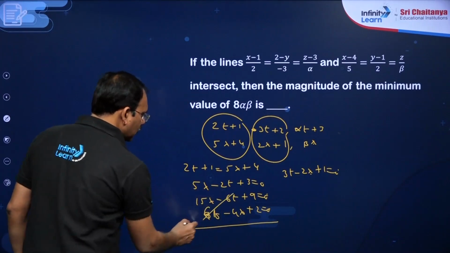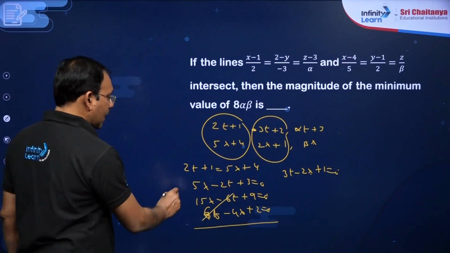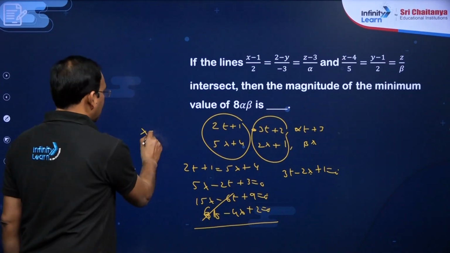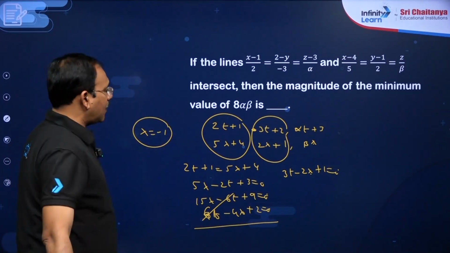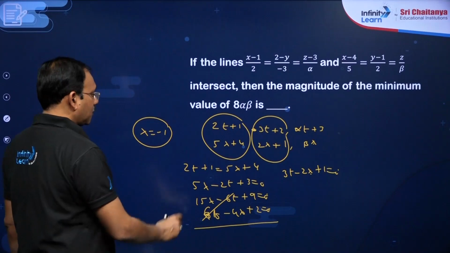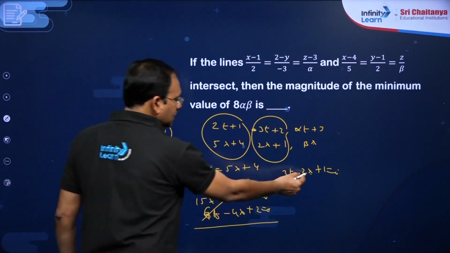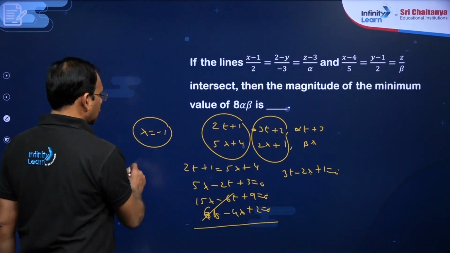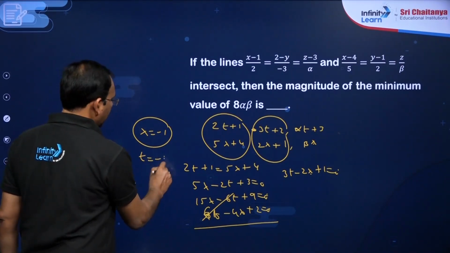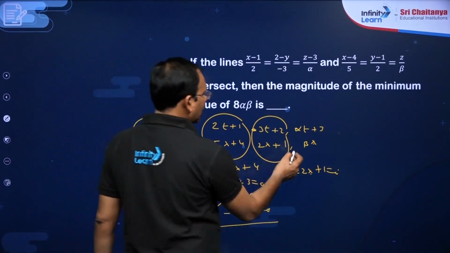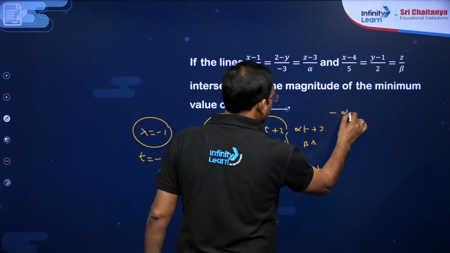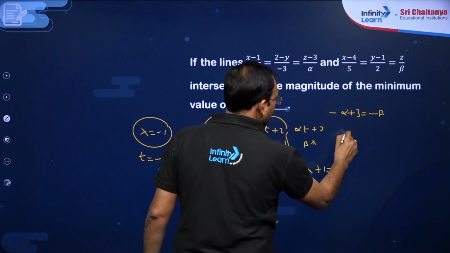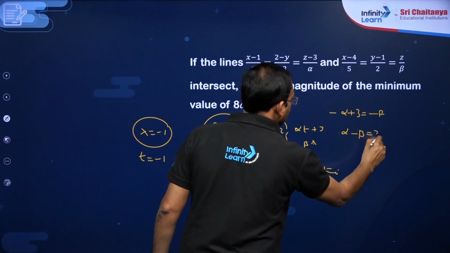If you add these two, things cancel, which gives 11 lambda plus 11 equal to 0. Lambda is minus 1. If lambda is minus 1, what about t? Yeah, if lambda is minus 1, this is 2 plus 1, 3, t is also minus 1. T is minus 1. So these two must be equal, my dear friends. So minus alpha plus 3 is minus beta. So you will get alpha minus beta is equal to 3.